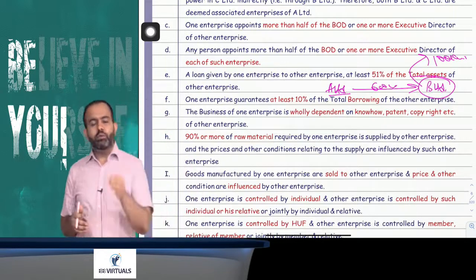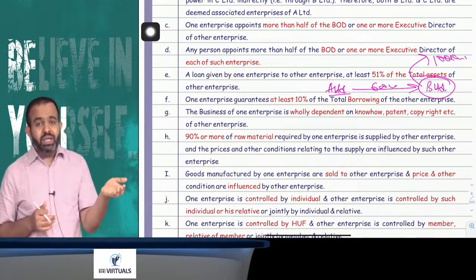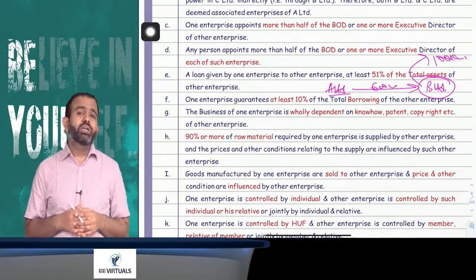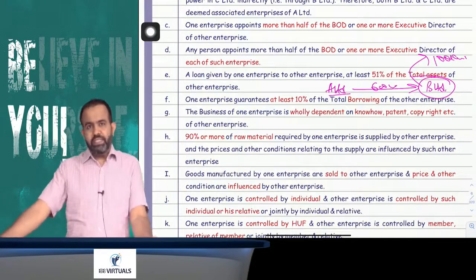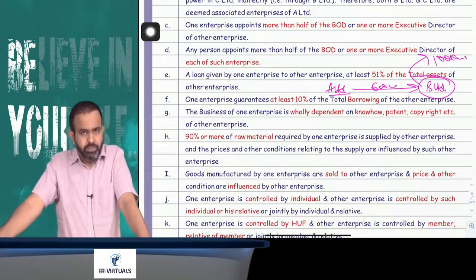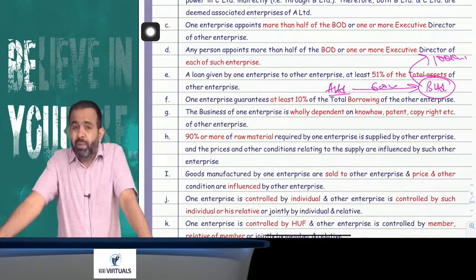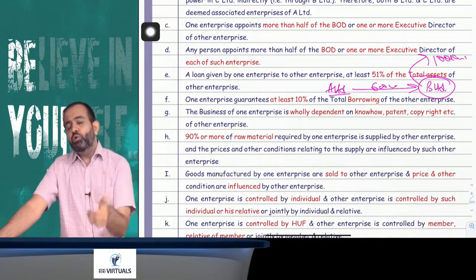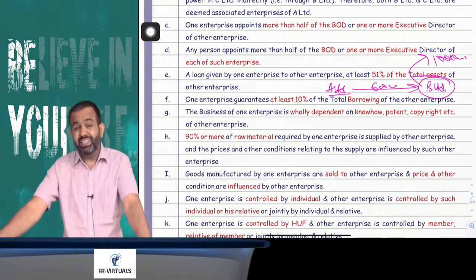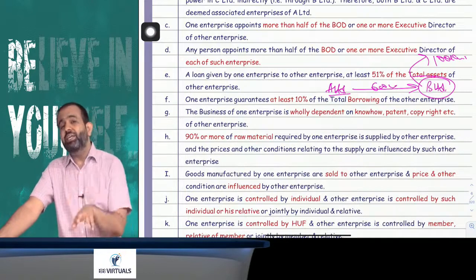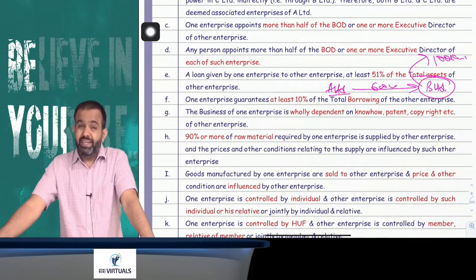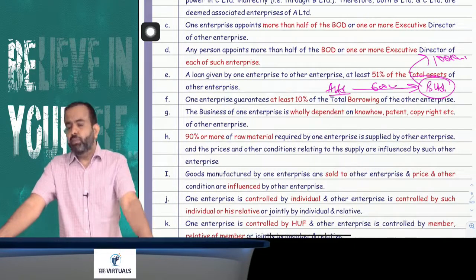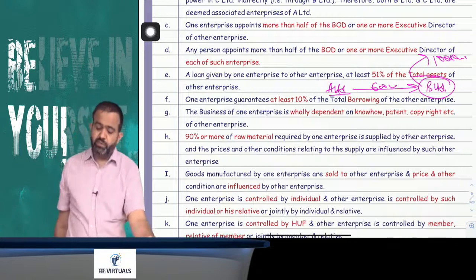One more point says that suppose one enterprise borrows money from the market and another enterprise gives a guarantee of at least 10% or more of the total borrowing. In that case, both enterprises will be treated as associate enterprises. I can take one example. Suppose there is a company named Bala Limited and another company named Obama Limited. Now Obama Limited borrowed a total of 100 crore from the market, and Bala Limited gives a guarantee of at least 10% or more of the total borrowing. In that case, Bala Limited and Obama Limited both will be treated as associate enterprises and transfer pricing is applicable.